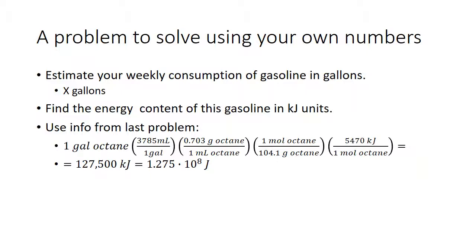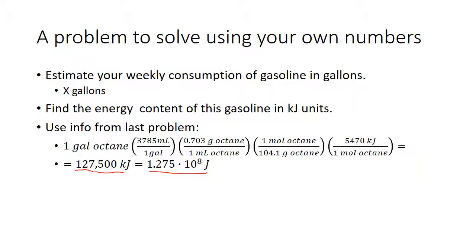We went through this calculation, converted it to milliliters, converted the milliliters to grams using the density, converted the grams to moles using the molecular weight, and converted the moles to kilojoules using the heat of combustion. And we got this number, 127,500 kilojoules, or 1.27 times 10 to the 8th joules.